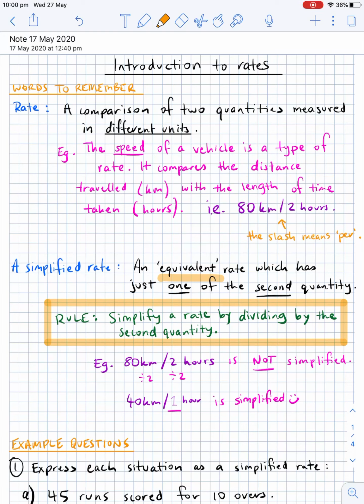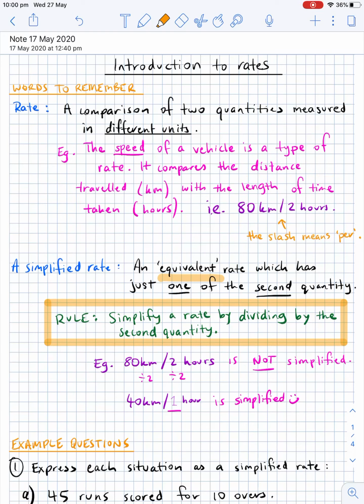So here we've got 80 kilometers per 2 hours. We want to make a simplified rate, and that means that our second quantity just has one of its amount. So instead of 2 hours, we only want 1 hour. The way to do that is to take 2 hours and divide it by this same number, 2, because 2 divided by 2 gives you your 1 hour, which you want. What you do to one side, you have to do to the other. So 80 kilometers divided by 2 gives you 40 kilometers. So 80 kilometers per 2 hours is equivalent to 40 kilometers per hour. And that is a simplified rate because we've just got 1 hour.